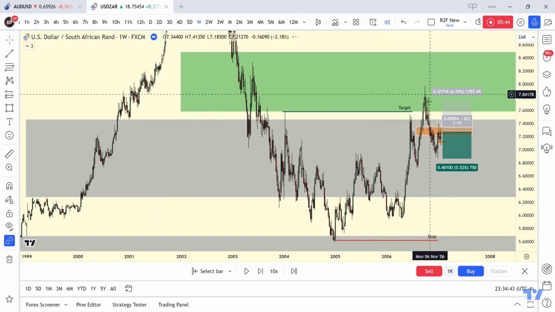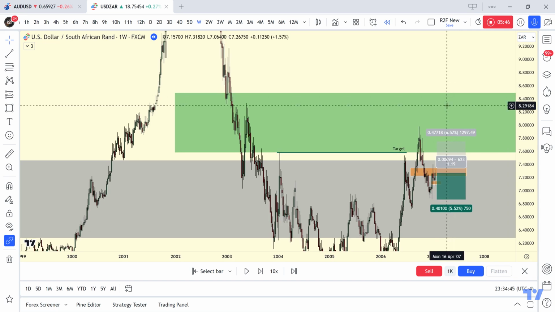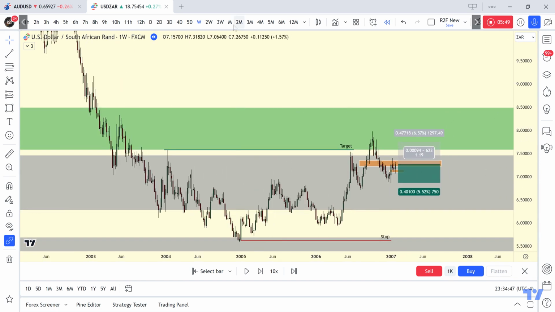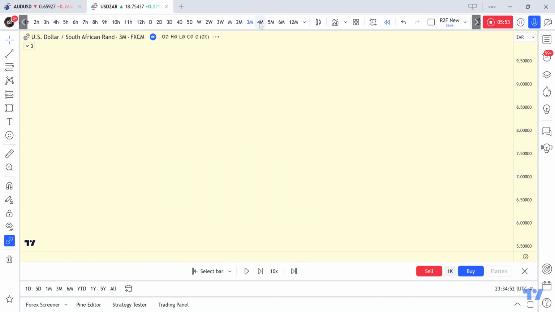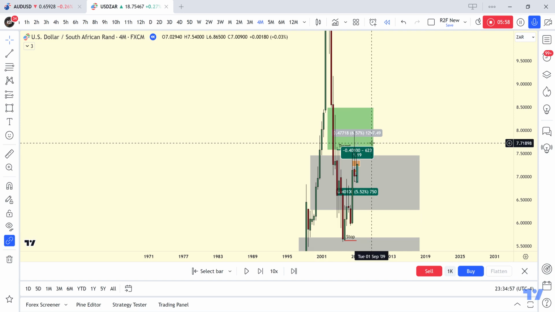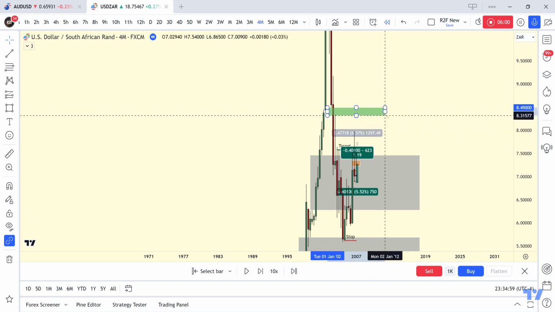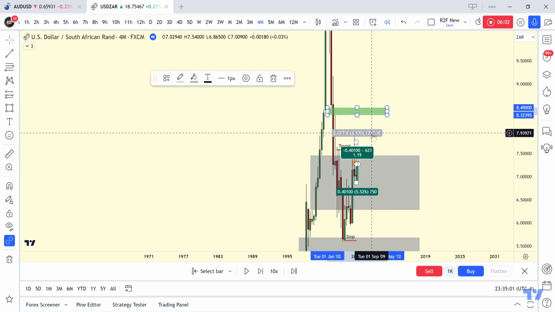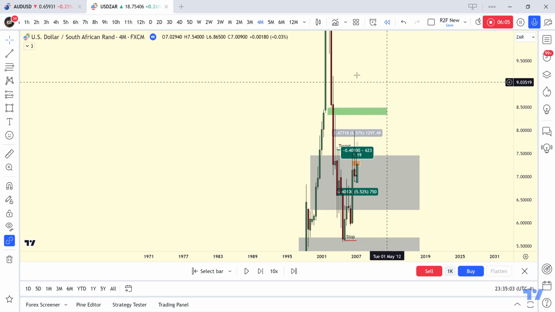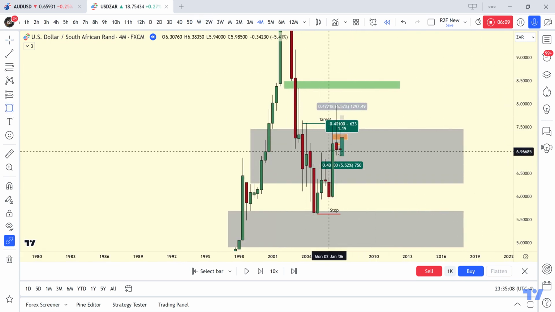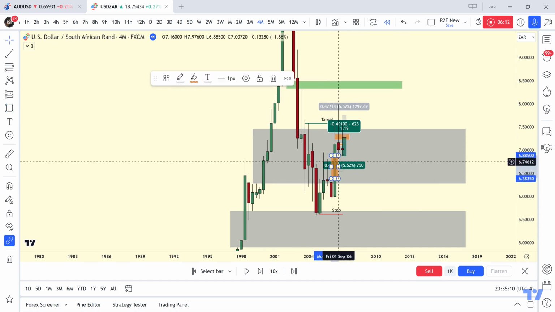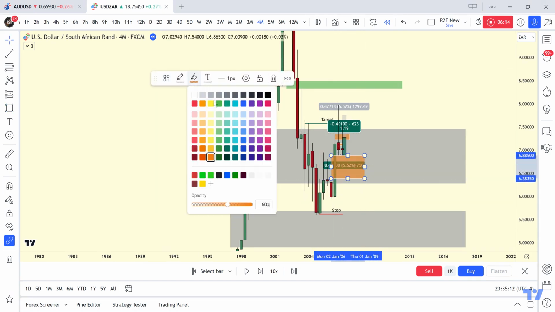And target where? Since we came into here already, we can target a different PD array. We can look on the monthly. Do we have a gap? We can look at the 3 months, 4 months. Okay, on the 4 month, we have a gap up here. We came into this area quite a few times. And I can note here on the 4 month, we have this gap with a breaker. So it's pretty good.